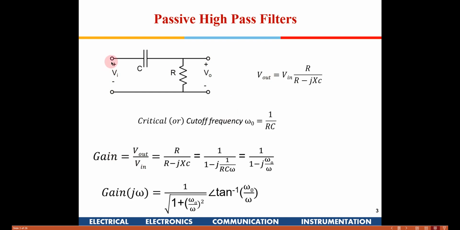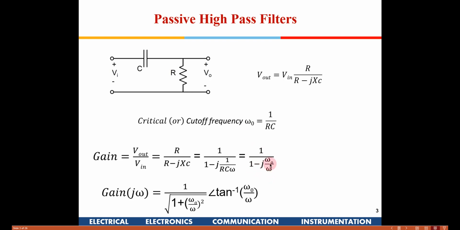Coming back, what is the gain? Gain is V out divided by V in, which will be R divided by R minus j XC. Now dividing it by R, you have 1 divided by 1 minus j into 1 by RC omega, and 1 by RC we have defined as a new variable, omega 0, the cutoff frequency. So it is 1 divided by 1 minus j omega 0 by omega.